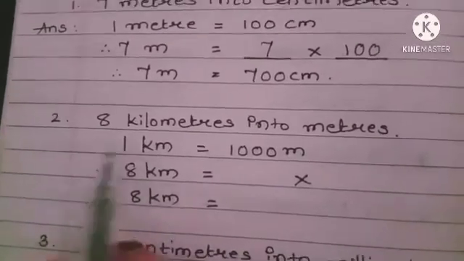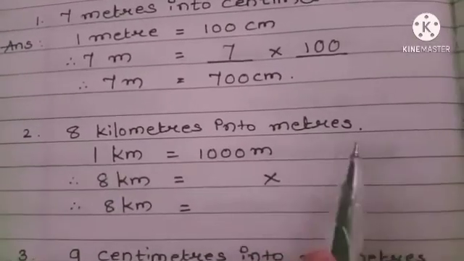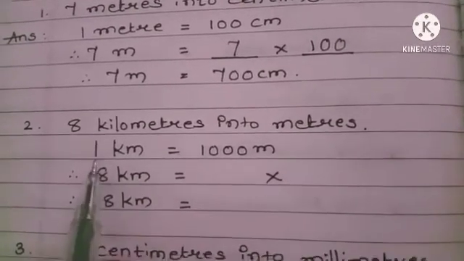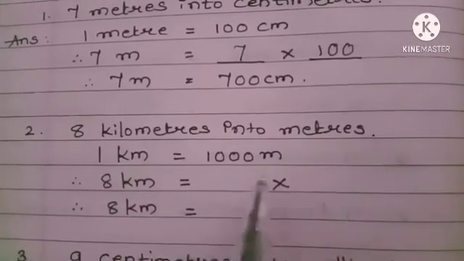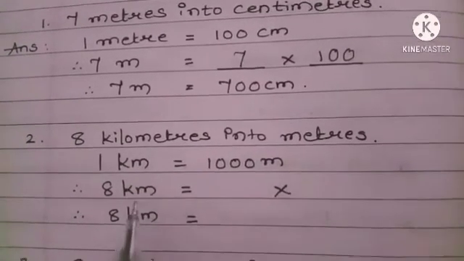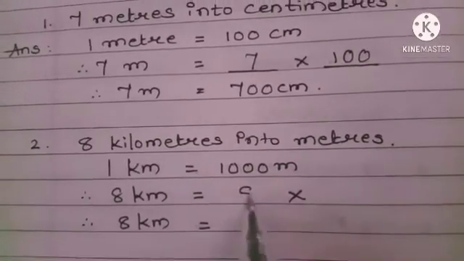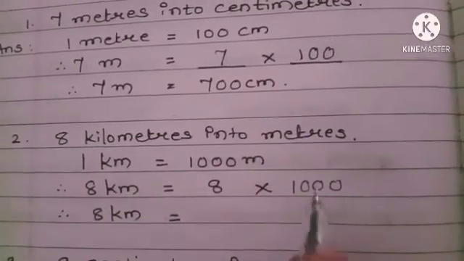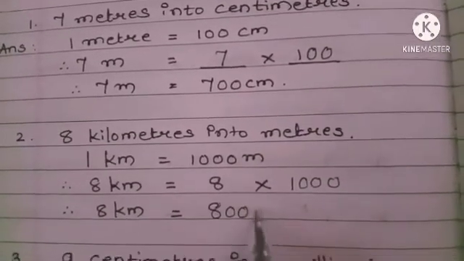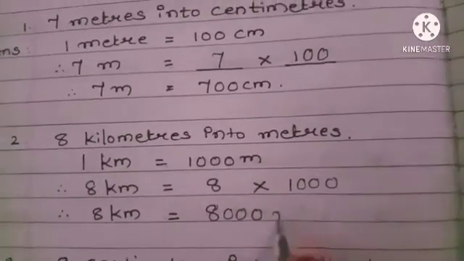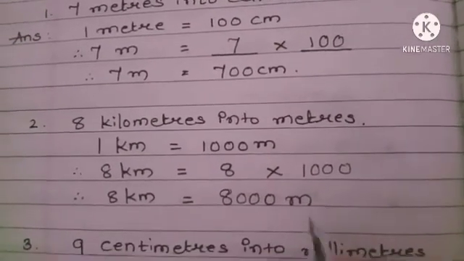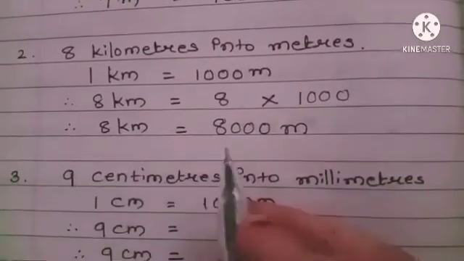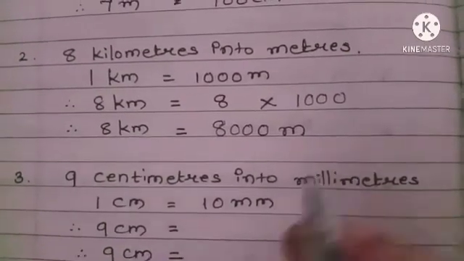Next question is given 8 kilometers into meters. We have to convert this 8 kilometers into meters. So you know that 1 kilometer is equal to 1000 meter. So if you will multiply this 8 by 1000, it will be 8 multiplied by 1000, that is 8000. So 8000 meters. So we will write M for meters. In short, it will be written as M for meters. So 8 kilometers is equal to 8000 meter.